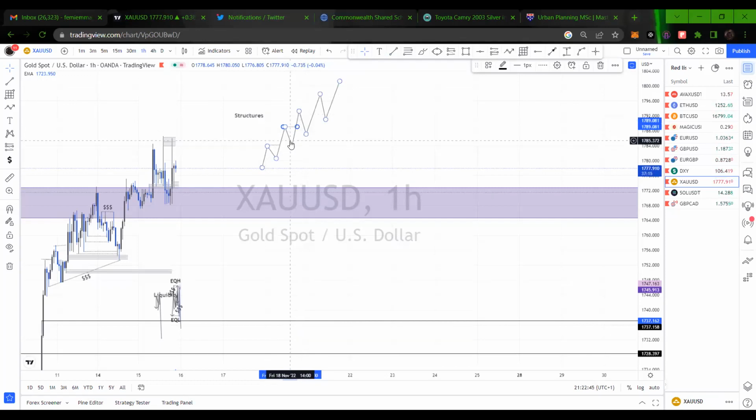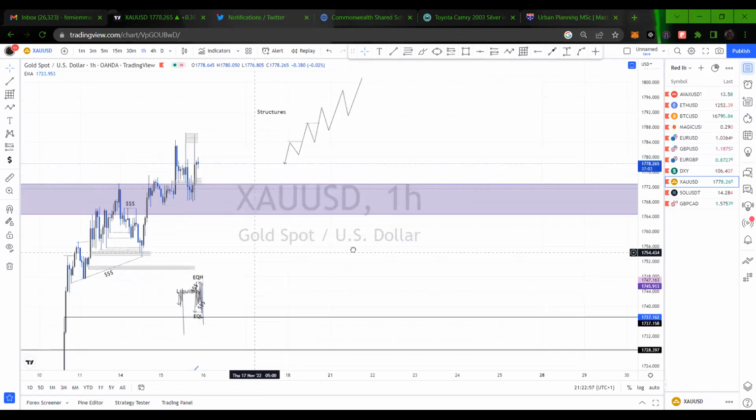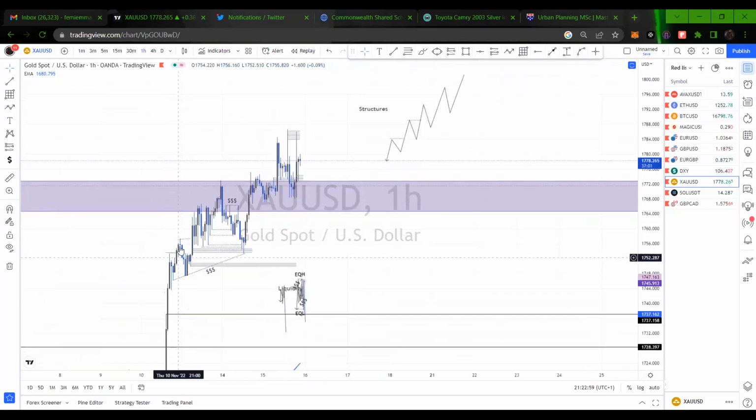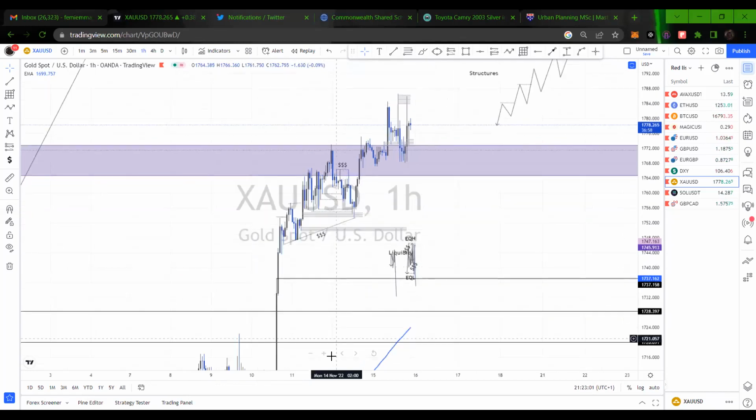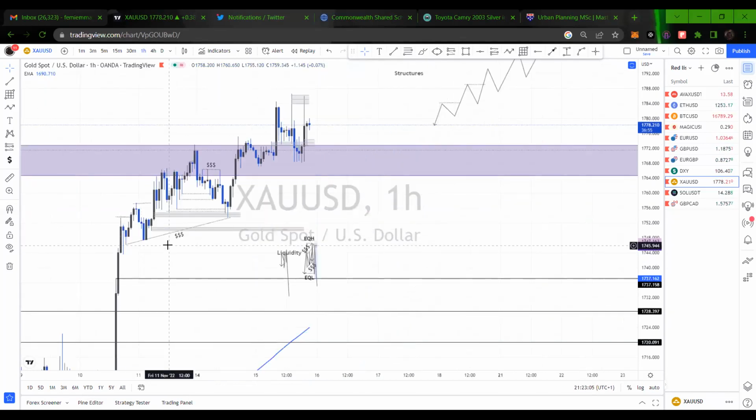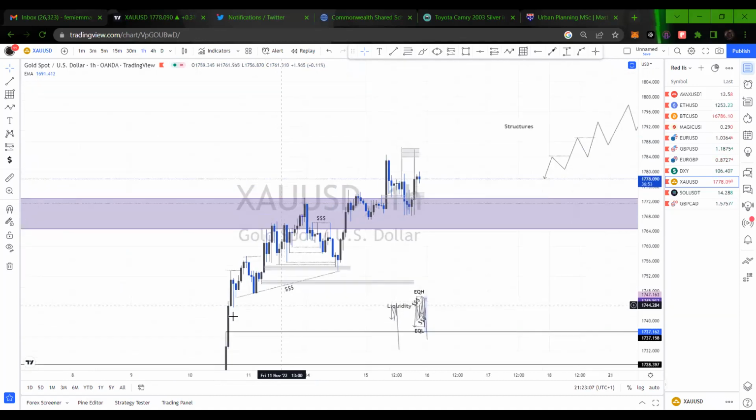Until we have a break of structure above, there is no Fibonacci retracement to calculate. That break of structure above is what makes us know that the trend still continues. Let's look at it here. This break of structure above here shows that the trend still continues.